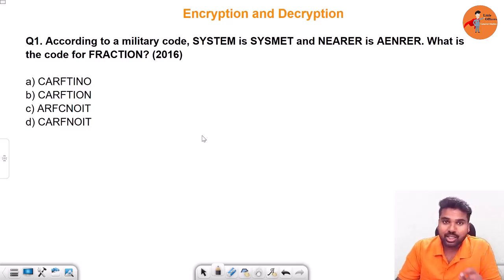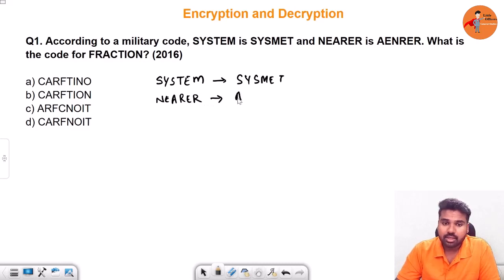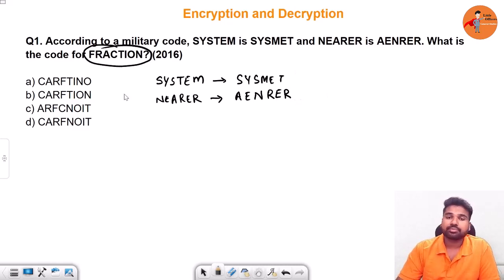According to your military code, system is written as, see, system, SYS, I'll also solve it, is written as SYSMET. Then they have also written NE, nearer, nearer is written as AENRER. Then what is the code for fraction? That is the simple question, asked in 2016. See, just observe it. System.